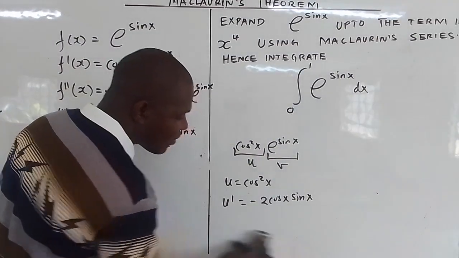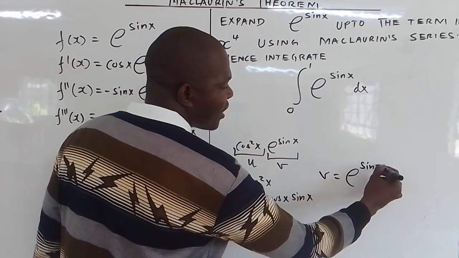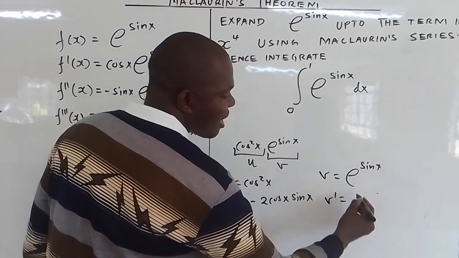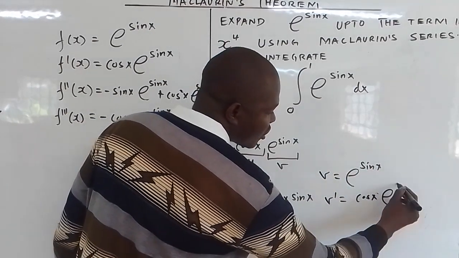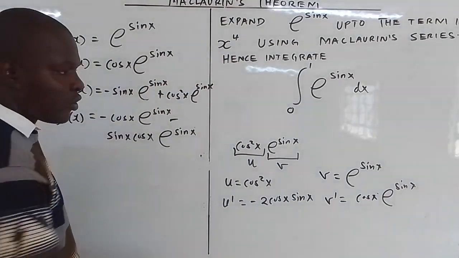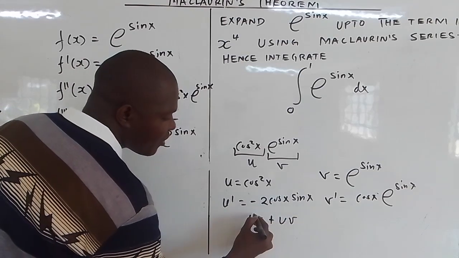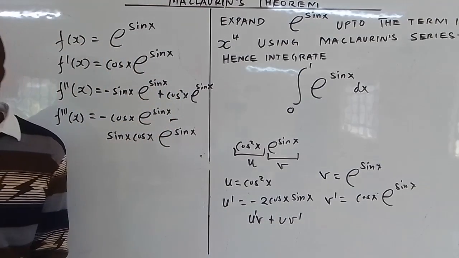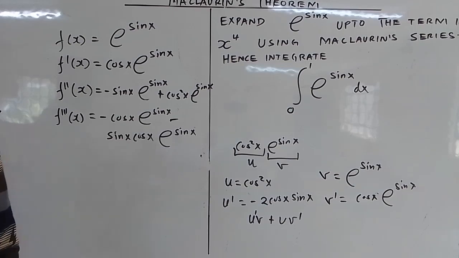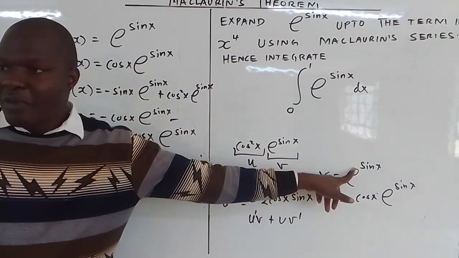So that is that. Then you move to the next one. Your v is exponential sine x. If you differentiate v, what have we been getting? Cos x exponential sine x. So if you have uv, what will you get as the derivative? u prime v plus u v prime. So start with u prime times v.